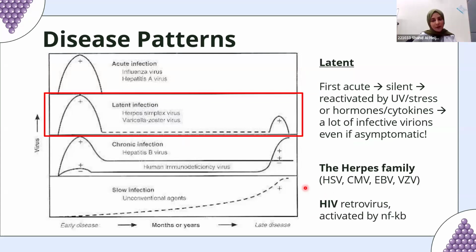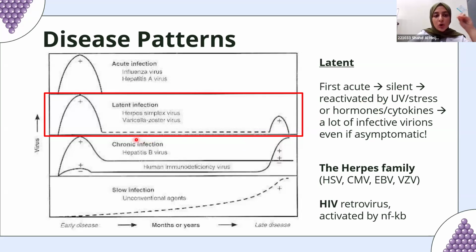Now you have something called latent infection. So first, you have an acute infection, as usual. You have virus replicating, causing an infection. Now you start clearing the infection, but here you have latent infections which can be silent. You see this dotted line? Here you think you have nothing, you have no symptoms, but you actually still have the pathogen, you still have the virus. So even in this latent stage, you can still have infective virions even if you're asymptomatic.